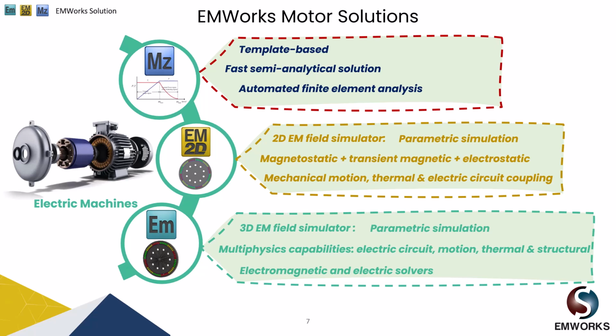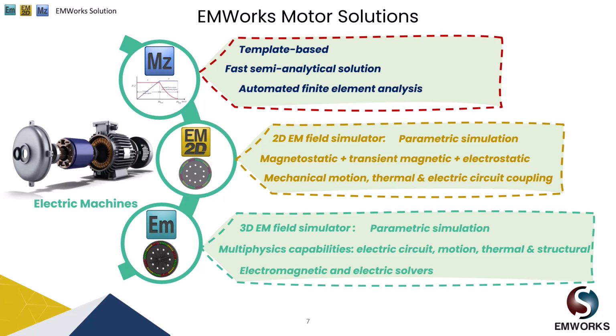Then comes the second product. We have EMWorks 2D. It is a 2D electromagnetic simulation software that uses the finite element method to solve magnetic, electric and transient problems. EMWorks 2D allows you to study the effect of geometry or simulation parameter changes on the design. It also allows you to couple a transient magnetic study to mechanical motion and thermal.